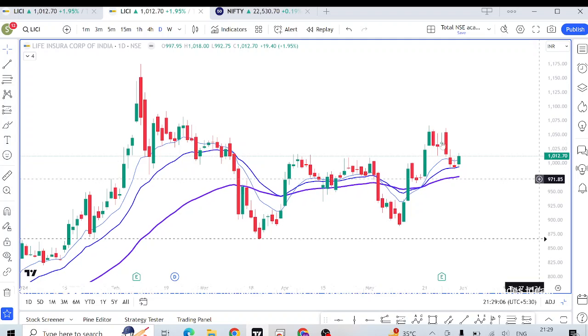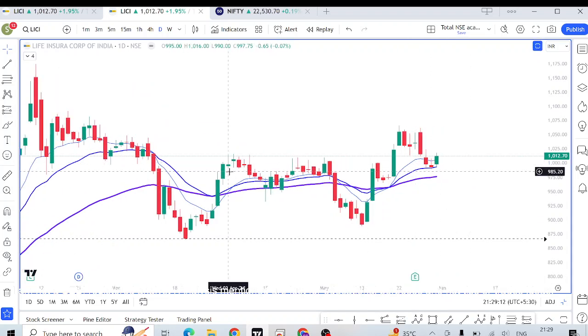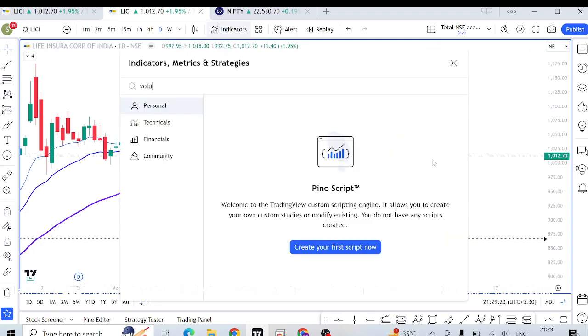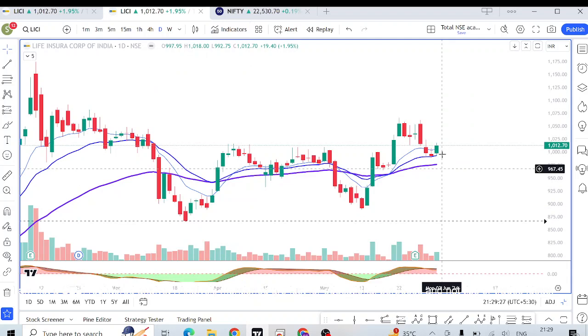Whenever stocks come near the 10 MA or 20 MA, if they give some positive signal, like here we can see, it has given a classic reversal. A red candle with an inverted hammer, followed by a positive green candle with good volume. I'll show you the volumes also. As you can see, the green candle had good volumes compared to the previous two candles.